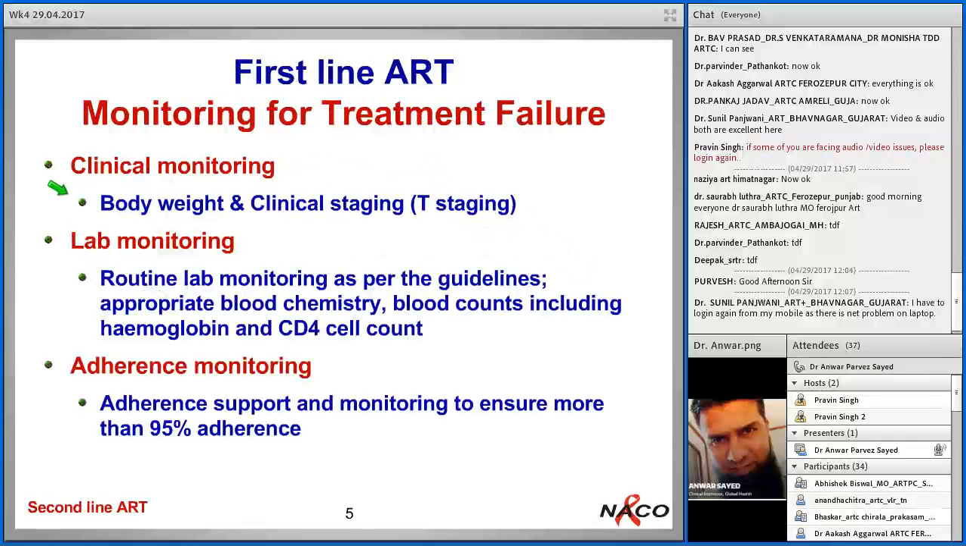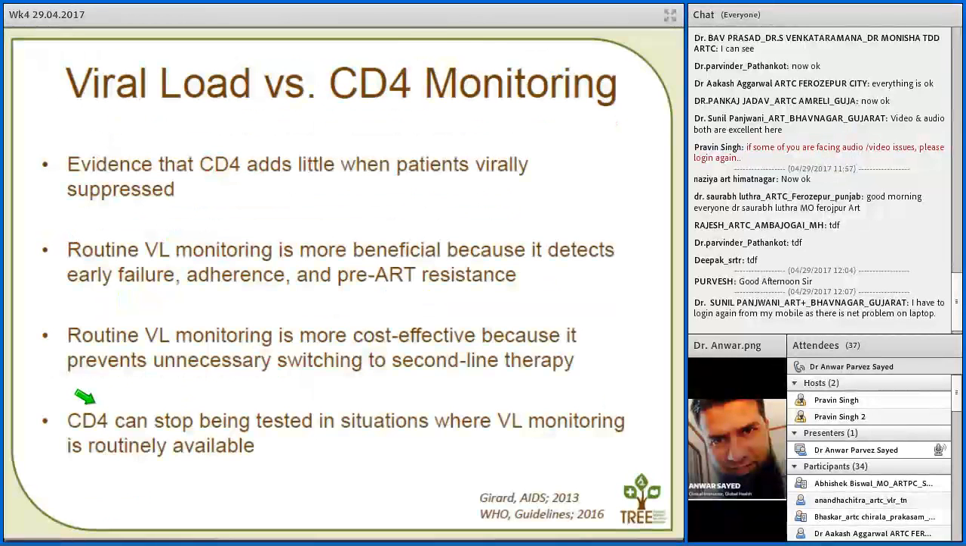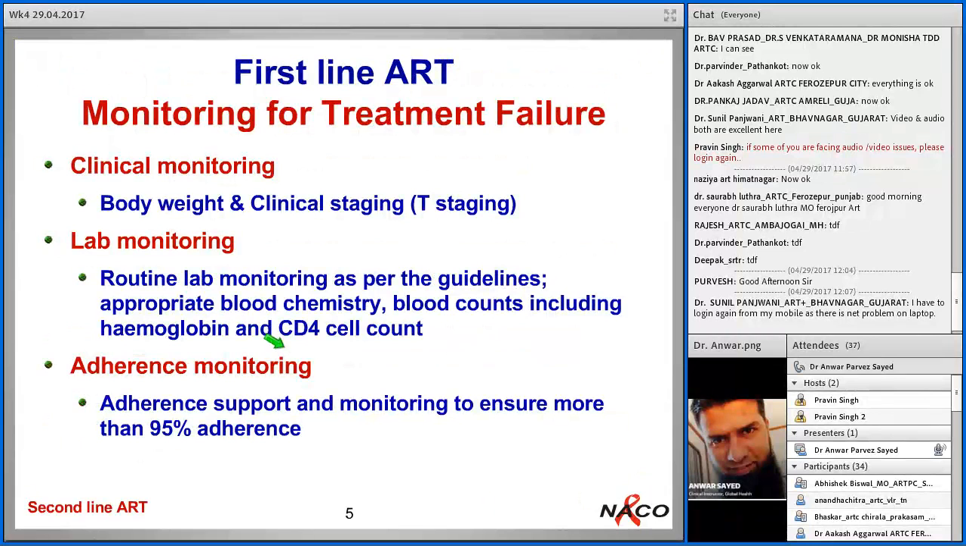So there are 3 types of monitoring which we are doing. One is clinical monitoring, that is through body weight and clinical staging, that is, we are looking at OIs. Then laboratory monitoring, that is routine lab monitoring as per guidelines, appropriate blood chemistry, blood counts including hemoglobin and CD4, etc. And adherence also we are seeing. Now we can talk about 2 things here, which we will be talking more about very soon. In laboratory monitoring we are doing CD4.